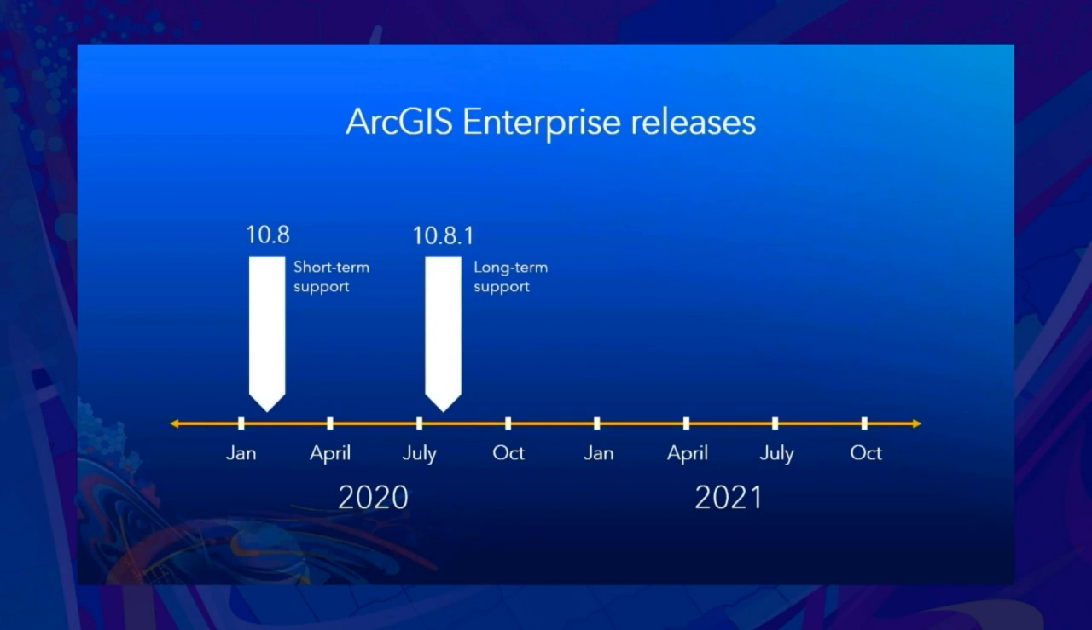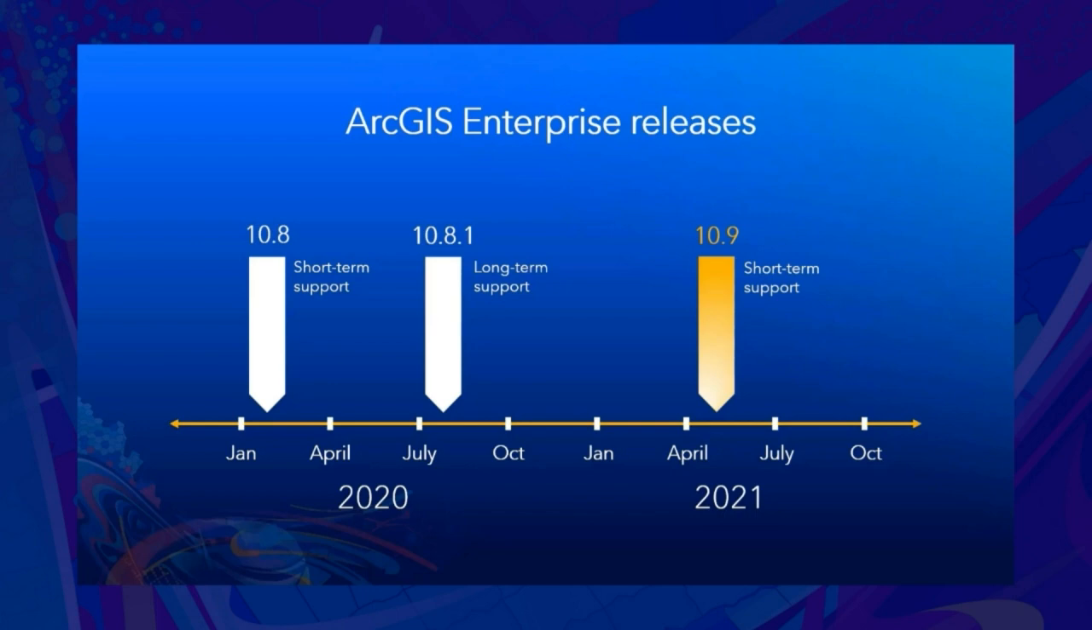10.8 was released in January 2020 and is a short-term release. This means it will be supported for 3 years. It will be in general availability for 18 months and then mature support for another 18 months before being retired. 10.8.1 was released in July 2020 and is a long-term support release. This means it will be supported for 6 years. It will be in general availability for 2 years, in extended support for 2 years, and in mature support for 2 years.